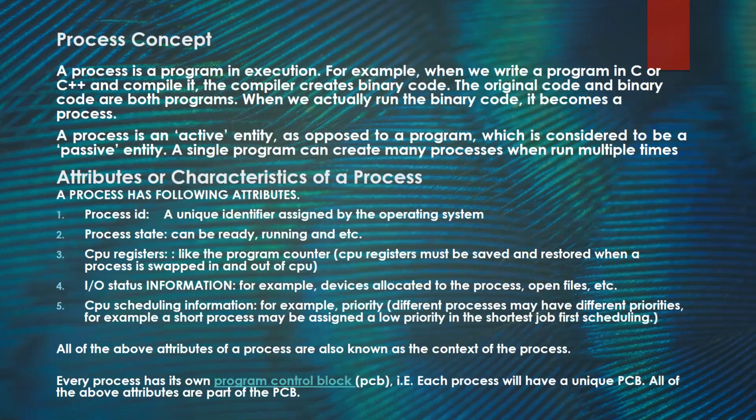Process concept. A process is a program in execution. For example, when we write a program in C or C++ and compile it, the compiler creates binary code. The original code and binary code are both programs. When we actually run the binary code, it becomes a process. A process is an active entity, as opposed to a program, which is considered to be a passive entity. A single program can create many processes when run multiple times.